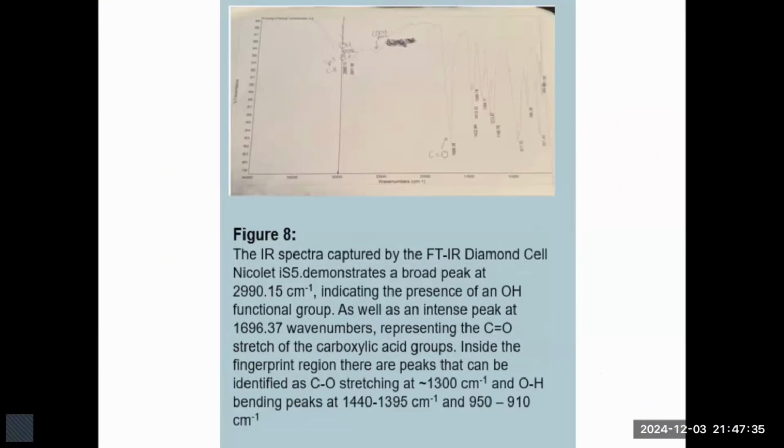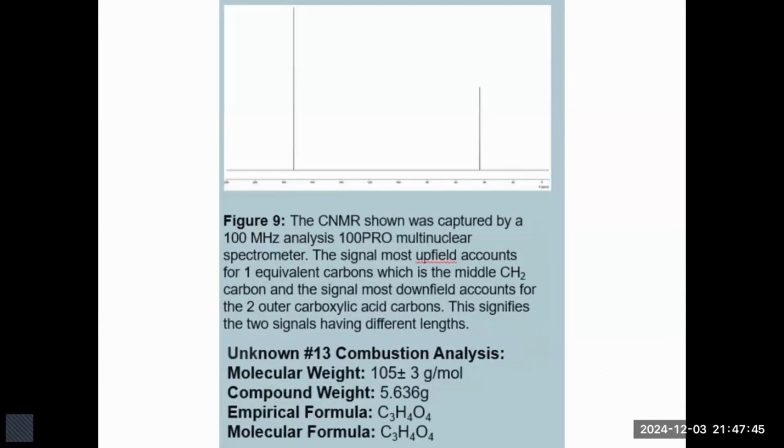Figure 8 shows the IR spectra that was captured, and you are shown the broad OH peak, the carboxylic acid peak, and the carbonyl peak. And for figure 9, the CNMR was also shown, and there is one signal that is bigger than the other due to, again, one having more equivalent carbons than the other. There are two equivalent carbons for the carboxylic acid and one on the most upfield signal for the methylene group in between. And now for our discussion.